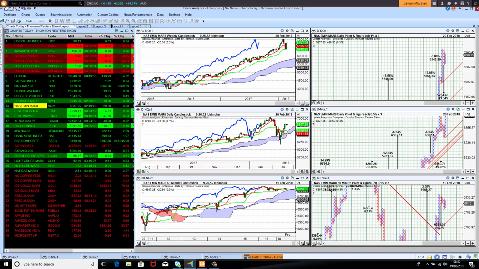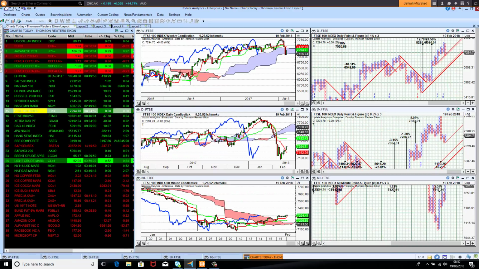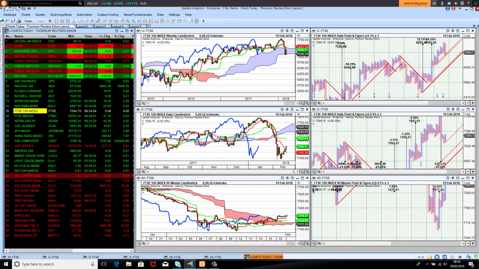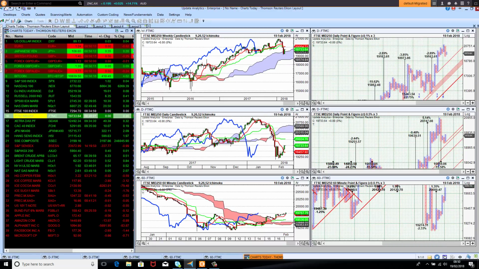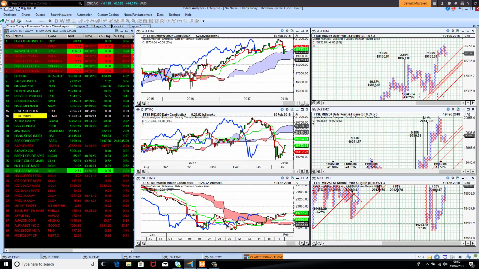FTSE 100 up very slightly this morning. Just trying to get back above the cloud in the short term, but bearish in that medium term chart still. And the FTSE 250 also just starting to come through and look a little bit more bullish. But FTSE stocks, the UK stocks, just underperforming globally at the moment.